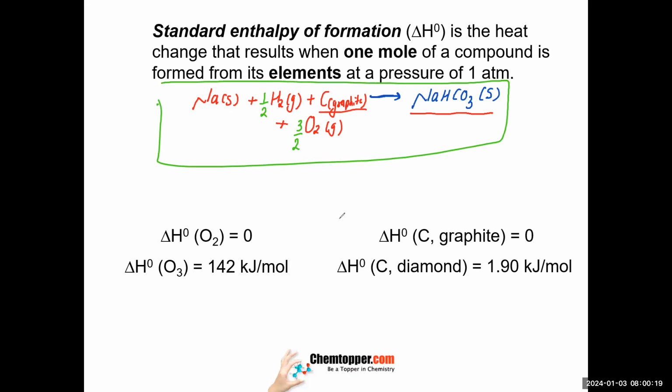Okay. Now another important thing. Keep writing these things which I'm teaching you as important points. Keep saying them in your mind also. Can you see what is written here?